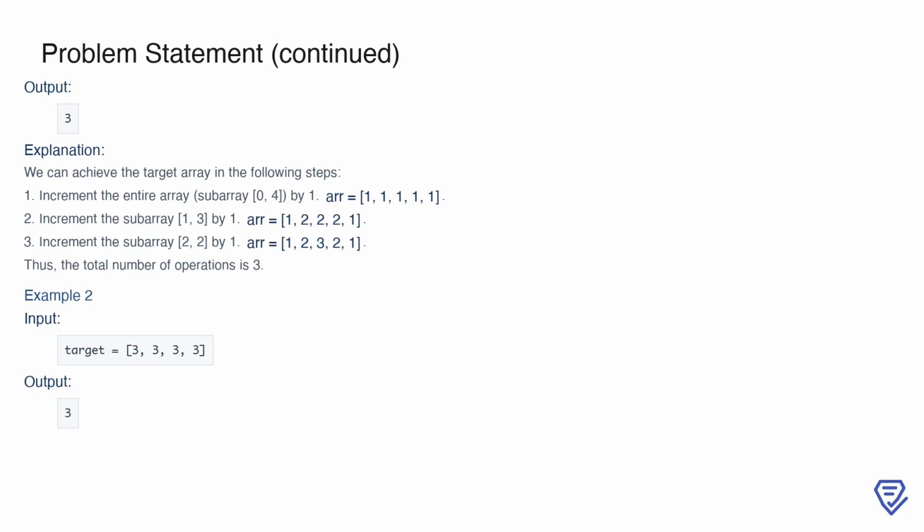In the second example, where the target is 3, 3, 3, 3, we can increment the entire array 3 times to reach the desired value of 3 for all elements. This also requires exactly 3 operations.